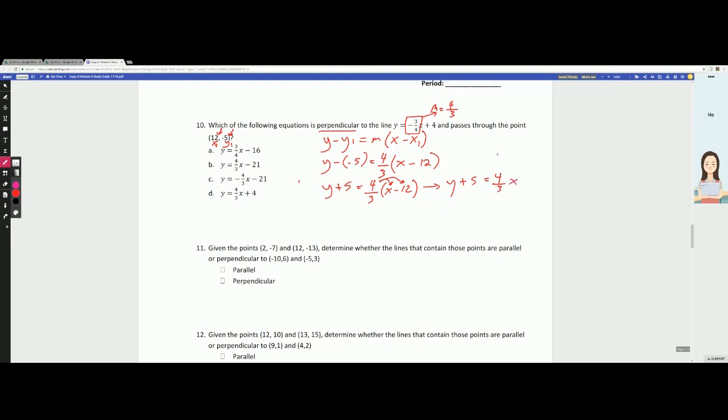The -12 times the 4 is a -48, right? And then -48 divided by 3, you should get -16. Let's use the subtraction property to get rid of the 5. What you do on one side, do the other. And we have y equals 4/3 x, -16 minus 5 is -21. And the only one that looks like that is this guy right here. Okay.